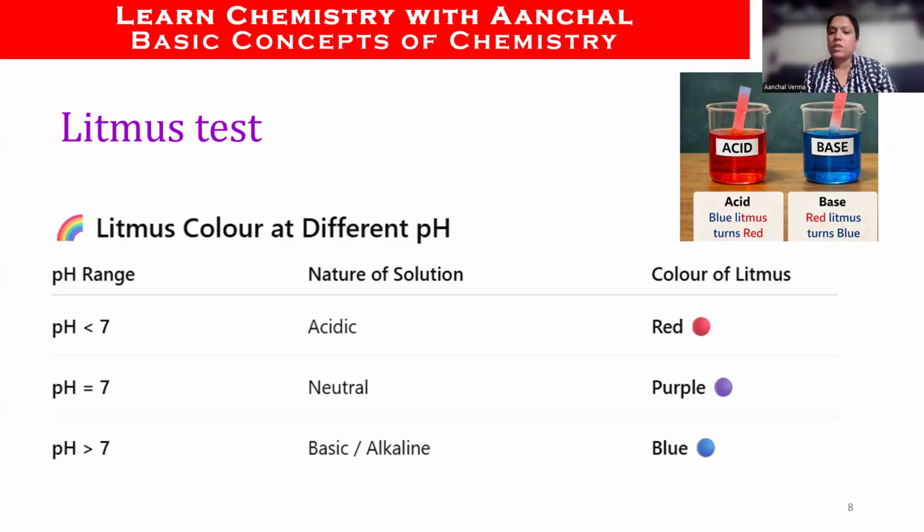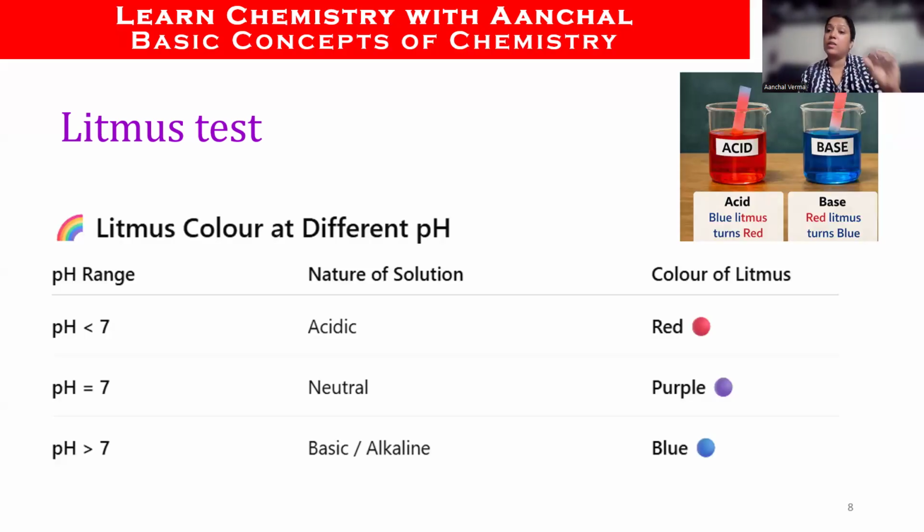Understood. For neutral solutions, there is no change in color. If you take a blue litmus paper, put it in a neutral solution, no change. If you take a red litmus paper, put it in a neutral solution, there is no change. Okay, there is no change in the color of the litmus paper if you put it in a neutral solution. But the color changes to red if it is put in acid, and the color changes to blue if it is put in base.